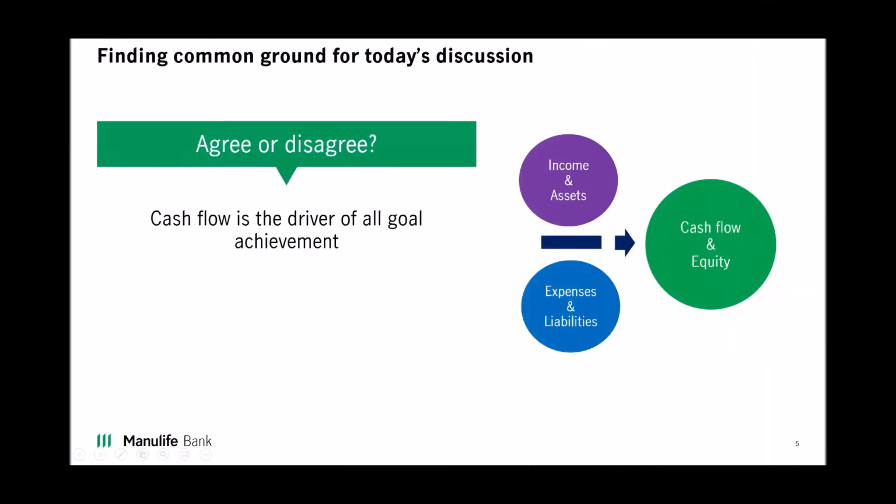So to get started, we really have four key issues to explore when we examine debt and cash flow management leading up to retirement planning. I hope we can find some common ground today for this discussion. And the first question that I have is, would you agree that cash flow, or the difference between your client's income and liabilities, is the driver of all goal achievement? I have yet to meet somebody who would say no to this question.